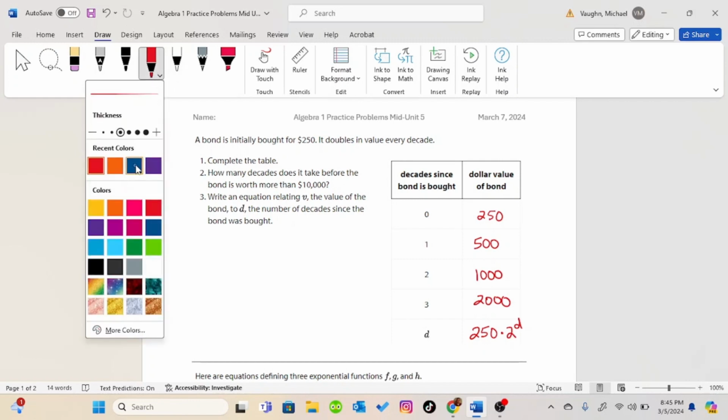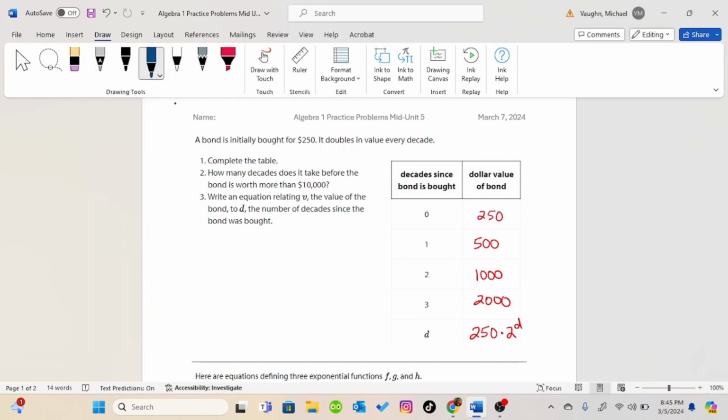Number 2. How many decades does it take before the bond is worth more than $10,000? So for number 2, we know that after 3 decades, it's at 2,000. So at 4 decades, it would be 4,000. At 5 decades, it would be 8,000. And finally, at 6 decades, it would be 16,000.